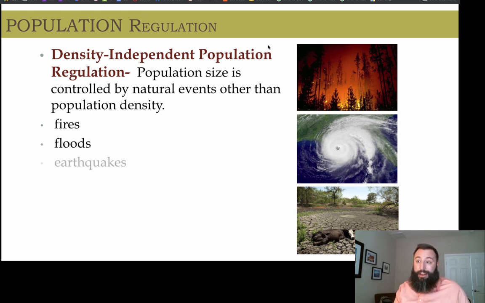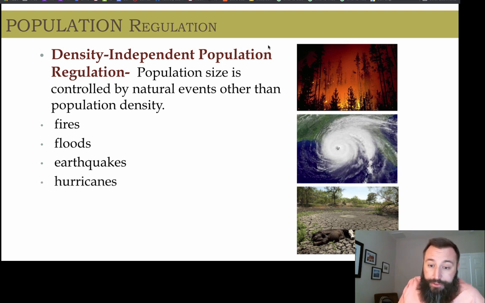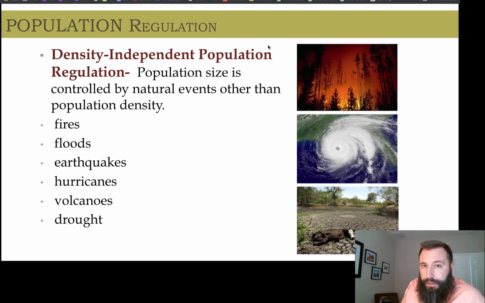What are some other natural disruptions here on our Earth? Floods, earthquakes, hurricanes, volcanoes. All of these will impact population size independent of the population density of those individuals. Drought, right? Access to water, absolutely, will decrease population size independent of population density.